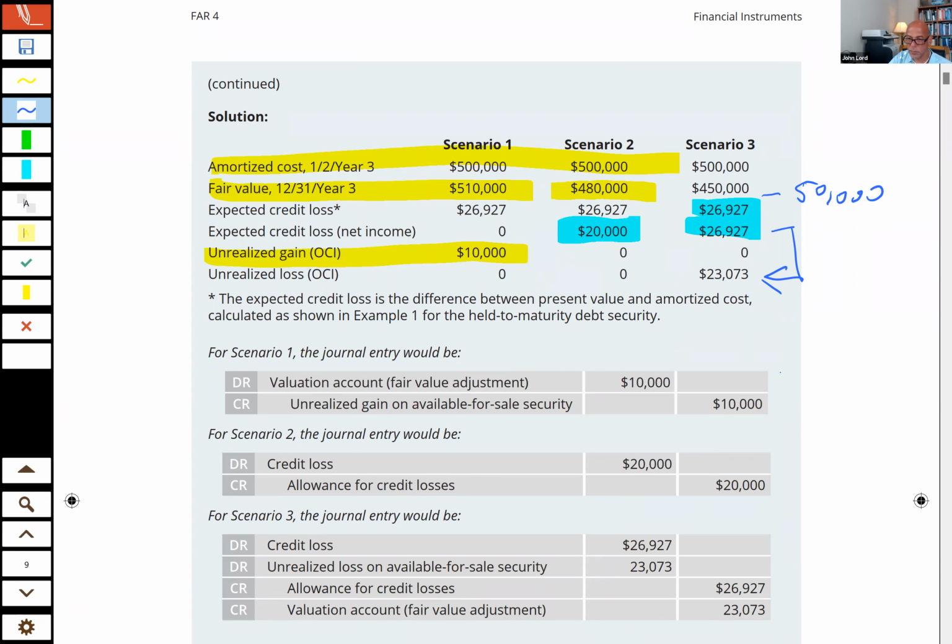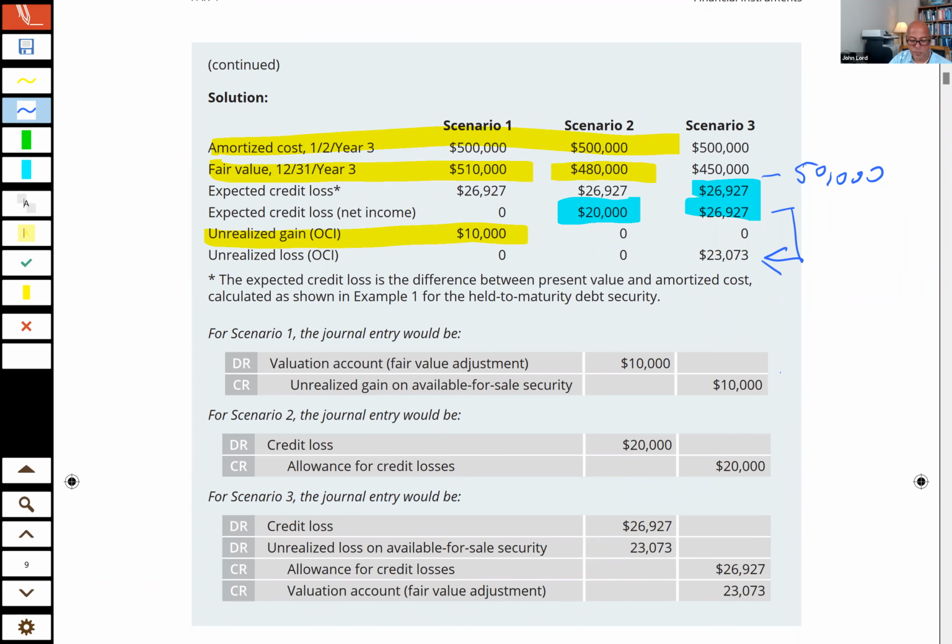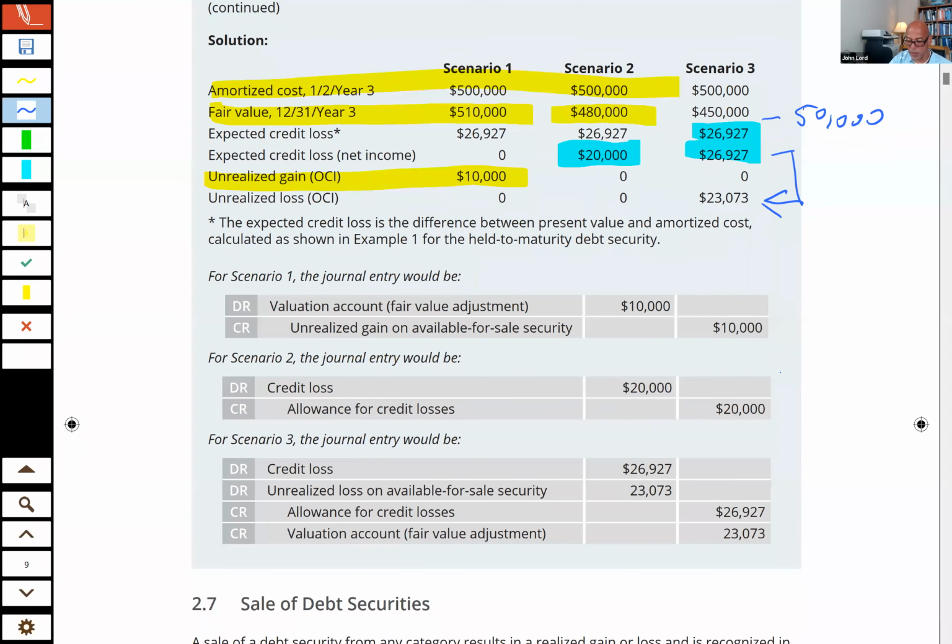Question? Yeah, it's a little bit funky, right? But that's how they want us to do it. So it's all about what? It's all about deciding how to partition that into what? Whether it's OCI, whether it is credit loss and OCI, right? Which is what happened here for an available for sale security.